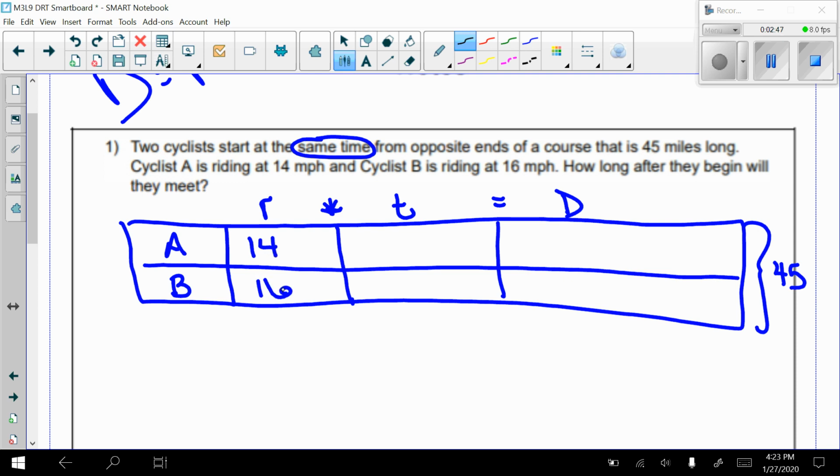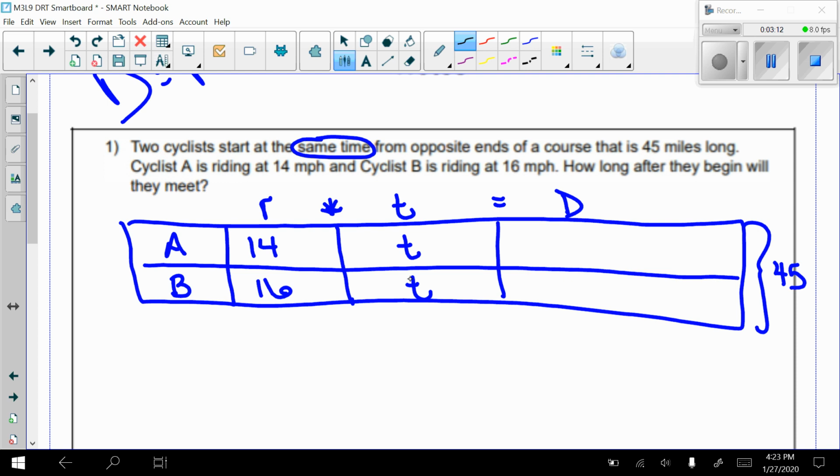Now they leave at the same time, like maybe a shotgun start. They leave at the same time. And where will they meet? That means they're riding their bikes for the same amount of time. Because they're different rates of speed, one of them is going to ride a little bit further than the other, but they bike for the same amount of time. So that means time is going to be the same for both of them.